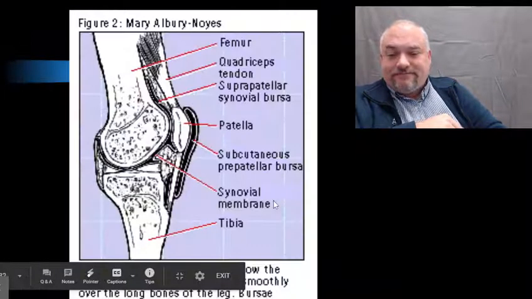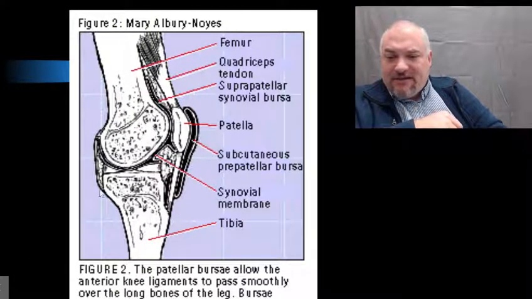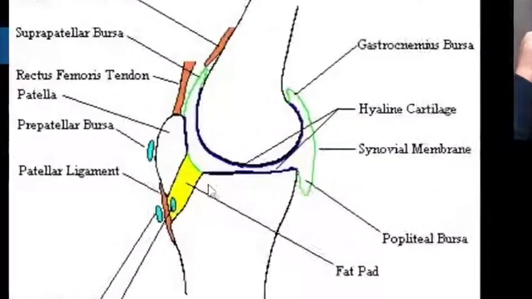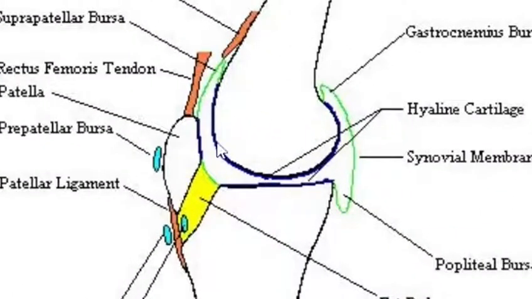Just another picture, more of a cross section, so you can see how the membrane comes from here to here, and from here to here to hold the fluid in the joint. Same thing here. We can see the hyaline cartilage in blue on the femur and on the tibia and on the patella. And then we can see the synovial membrane in green. And then we've got synovial fluid in between here.